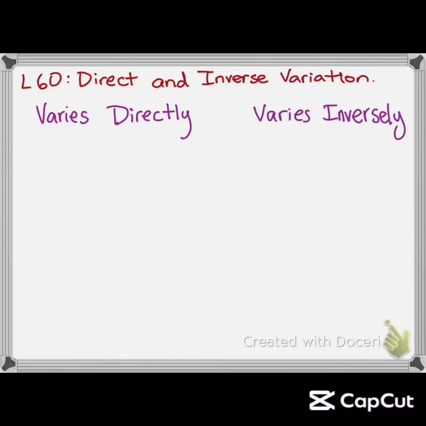Lesson 60, Direct and Inverse Variation. There are two possibilities that can happen. Two quantities vary directly with each other, or they vary inversely to each other. So what we're going to learn today is a general formula that we're going to follow.